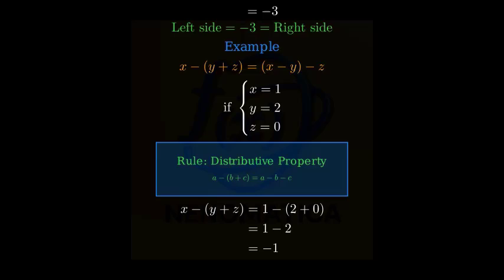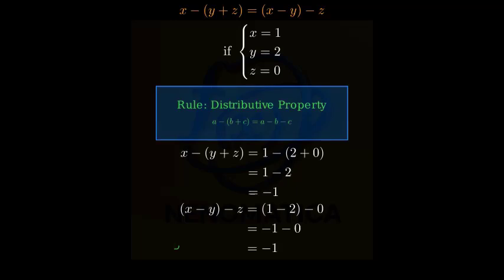Again, both sides equal negative 1, confirming that our identity is true. Let's understand why this identity works.